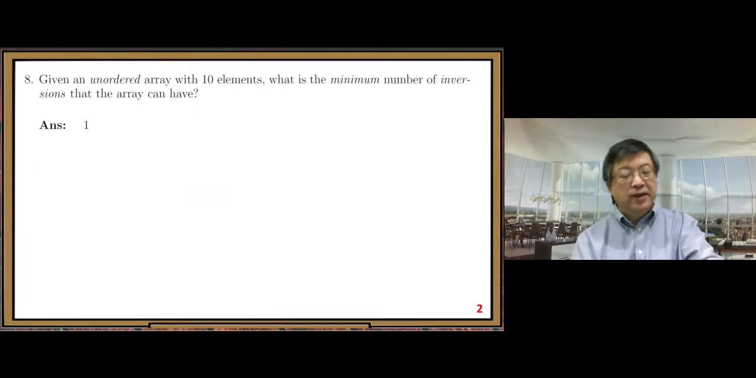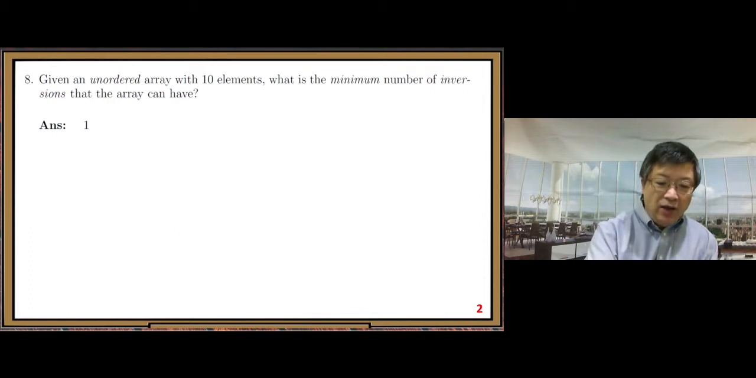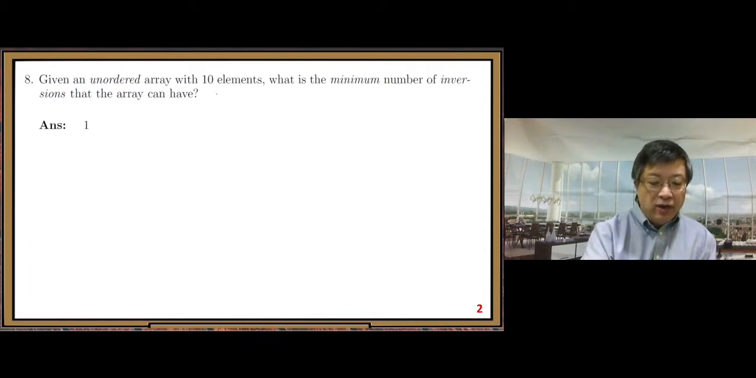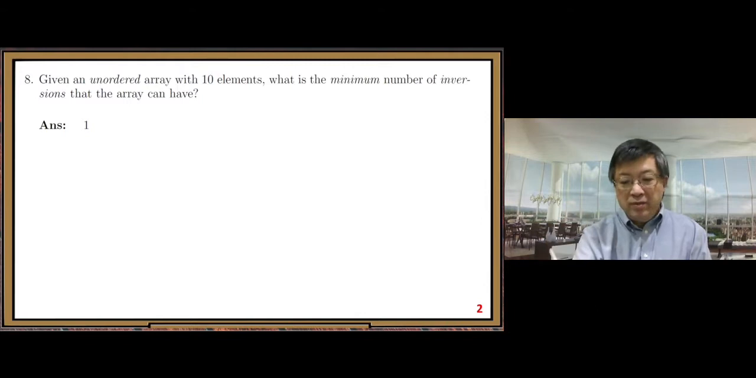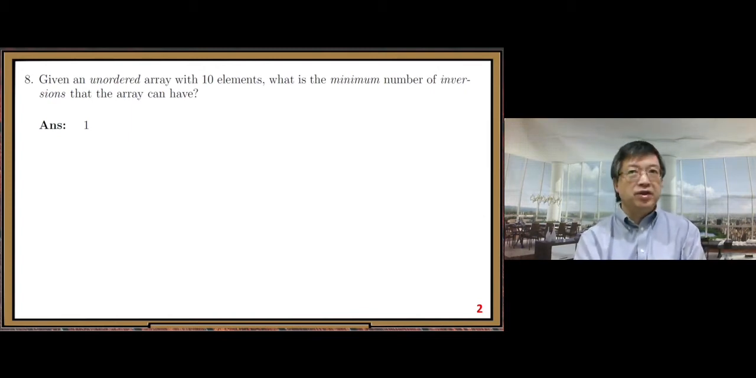Number 8. Number 7. We did unordered array. Number 7 with 12 elements. We need to find the maximum number of inversions. That one, most of you got it. I didn't see anyone miss that question.